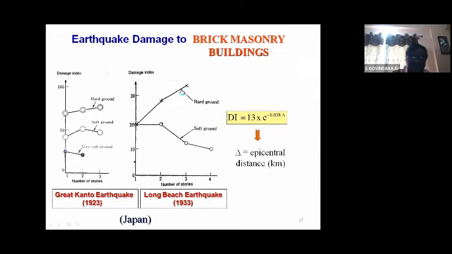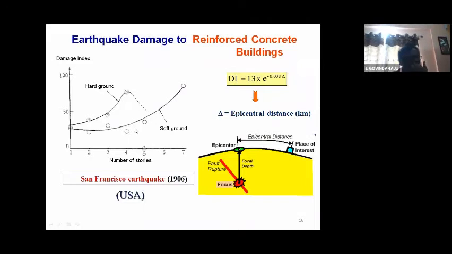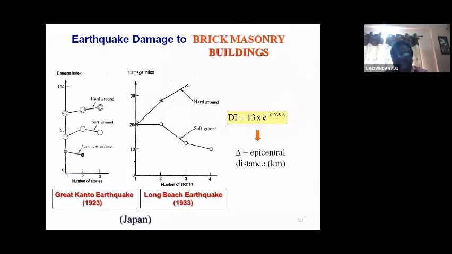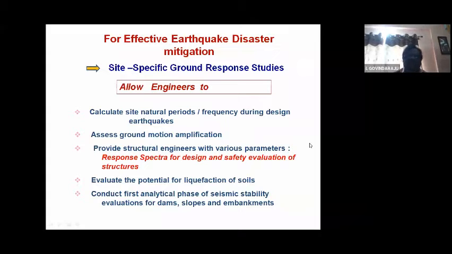In other words, reinforced concrete buildings are more vulnerable when they are constructed on soft ground. Here is where exactly we have to do soil structure interaction analysis, and utmost measures must be taken to consider the effect of subsoil on reinforced concrete building performance. Now these are all the damage patterns and many terms associated with the damage potential, like site amplification and all those things.